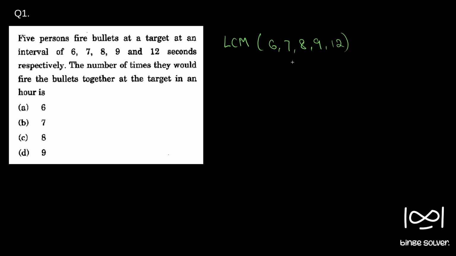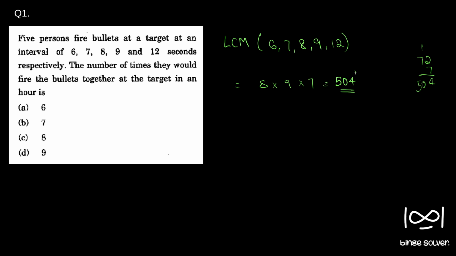So for the LCM, if you see, 8 into 9 into 7, and this already contains 12, so this will be the LCM. 9 into 8 is 72, 72 into 7 is 504. So what does this mean?